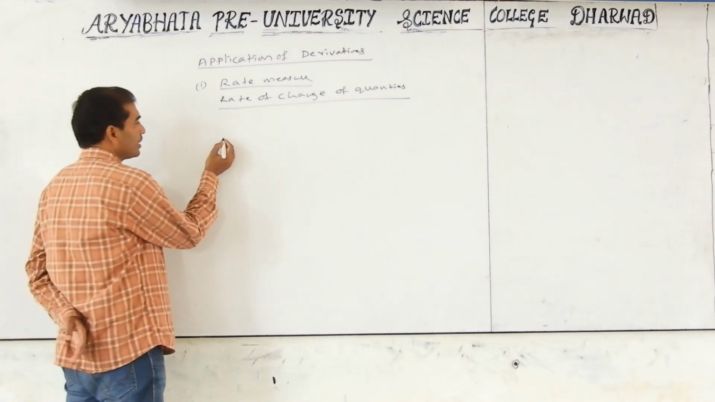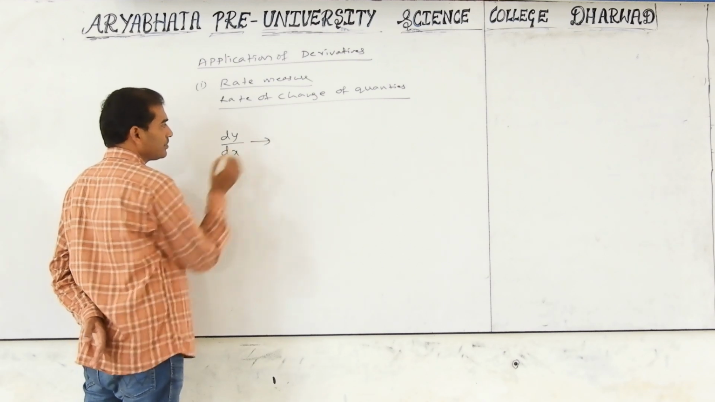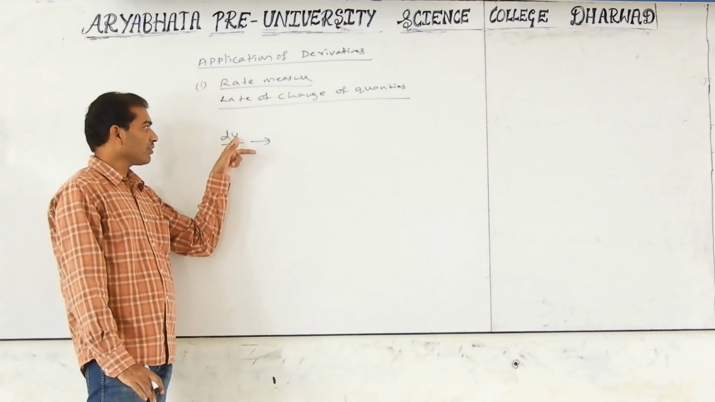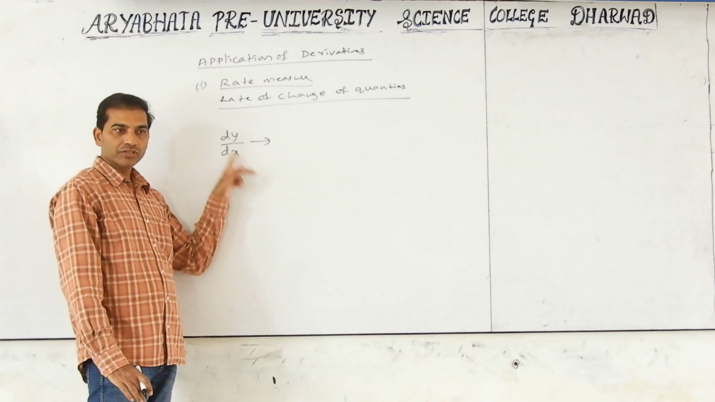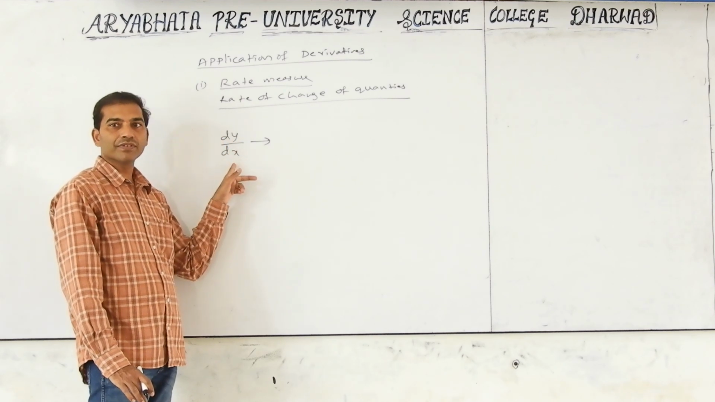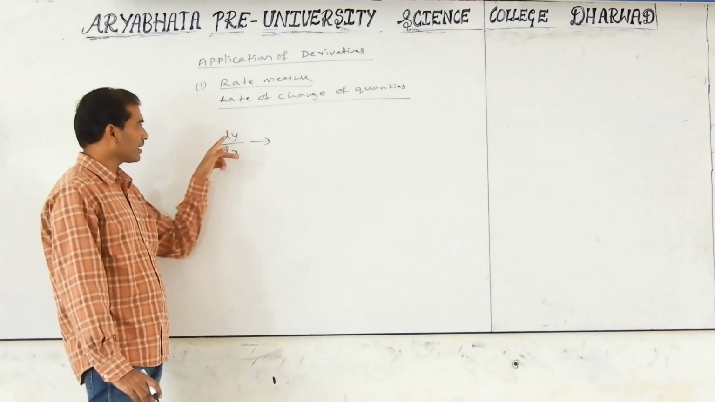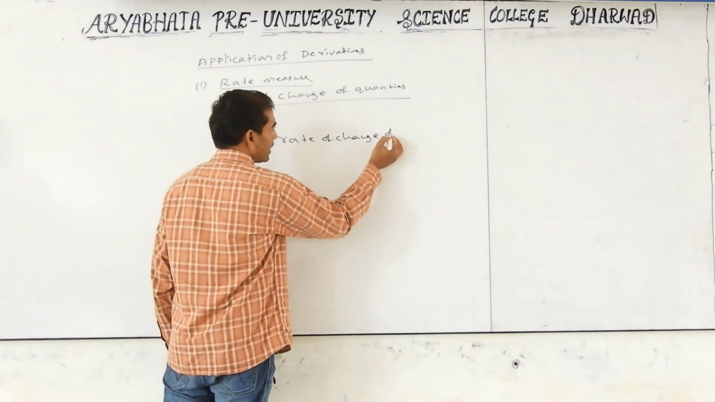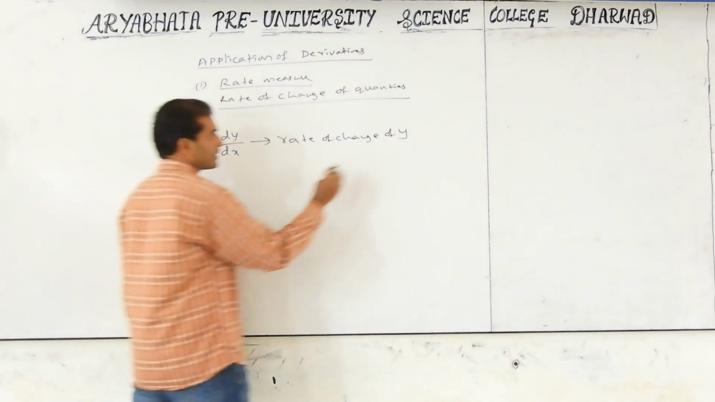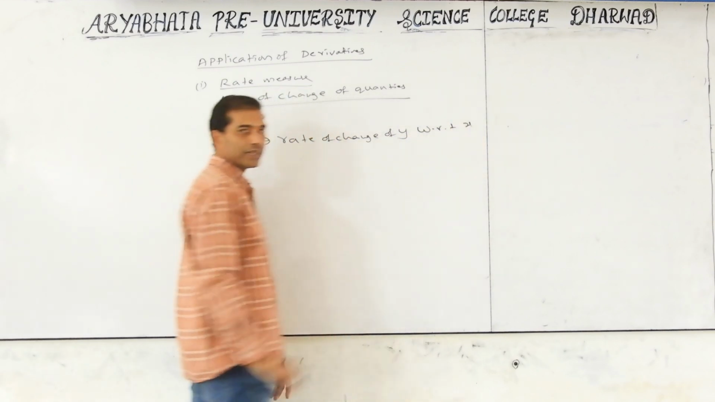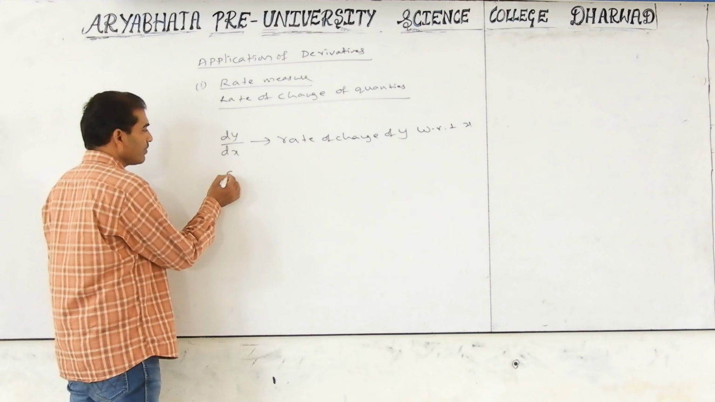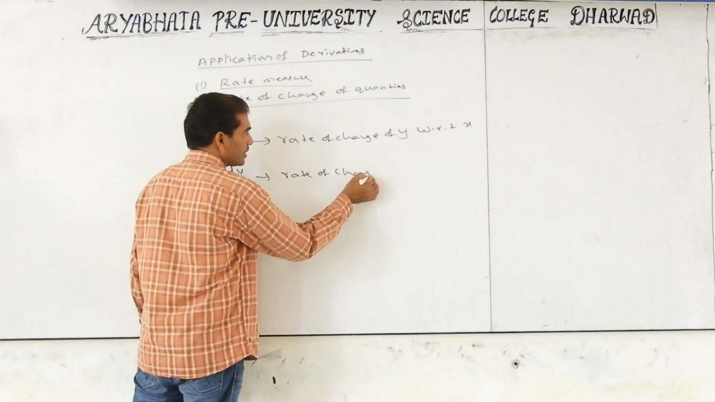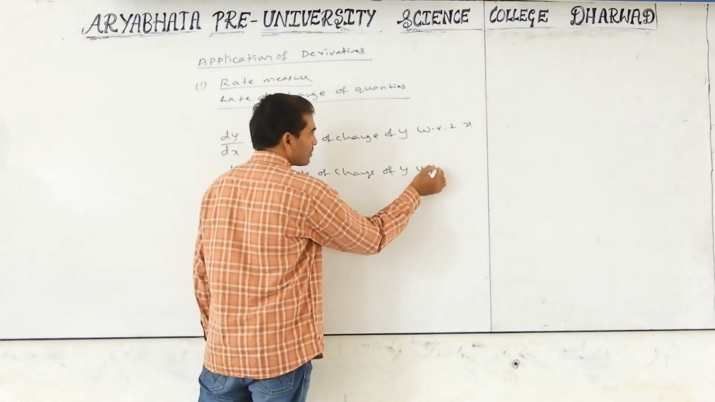See, we know dy by dx means the derivative of y with respect to x. There is a quantity y and another quantity x. So the derivative of one quantity with respect to another quantity, we can write as the rate of change of y with respect to x. Similarly, dy by dt is the rate of change of y with respect to t.